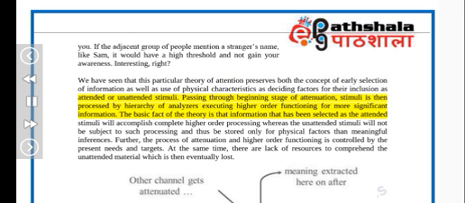Passing through the beginning stage of attenuation, stimuli is then processed by a hierarchy of analyzers executing higher order functioning for more significant information. The basic fact of the theory is that information that has been selected as the attended stimuli will accomplish complete higher order processing, whereas the unattended stimuli will not be subject to such processing and thus be stored only for physical factors rather than meaningful inferences. Further, the process of attenuation and higher order functioning is controlled by present needs and targets. At the same time, there is a lack of resources to comprehend the unattended material, which is then eventually lost.